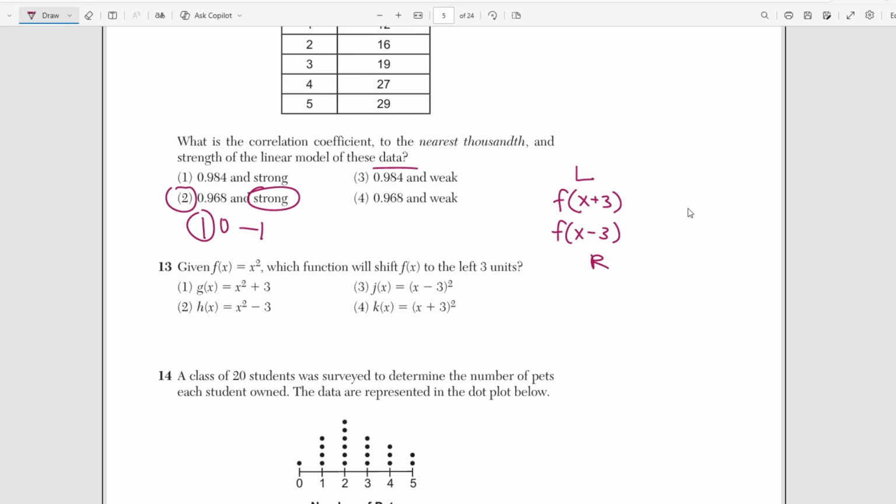If you want to shift something up by 3 units, you add outside of the x, or away from the x. So this would shift you up by 3 units. And if you have f of x minus 3, this would shift you down by 3 units.